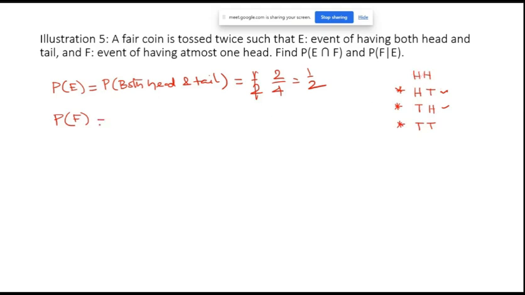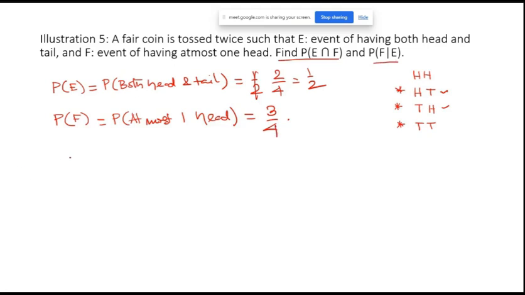So this is equal to the probability of at most one head. This is equal to 3 by 4. So that probability we have as 3 by 4. Now we have this probability and we have to find this probability.